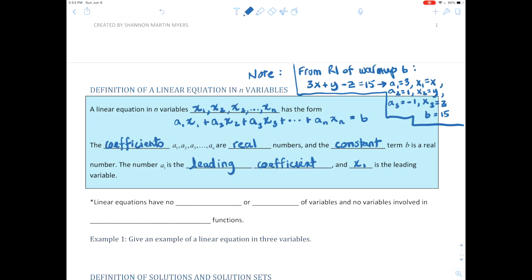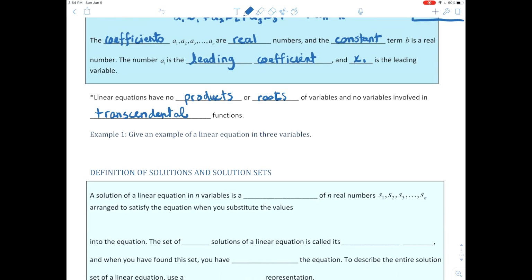Linear equations have no products or roots of variables, and no variables involved in transcendental functions. Transcendental functions are like logs, exponentials, inverse trig. So, give an example of a linear equation in 3 variables. Well, what do you think? Go ahead, pause the movie, come up with one, and then check it out.